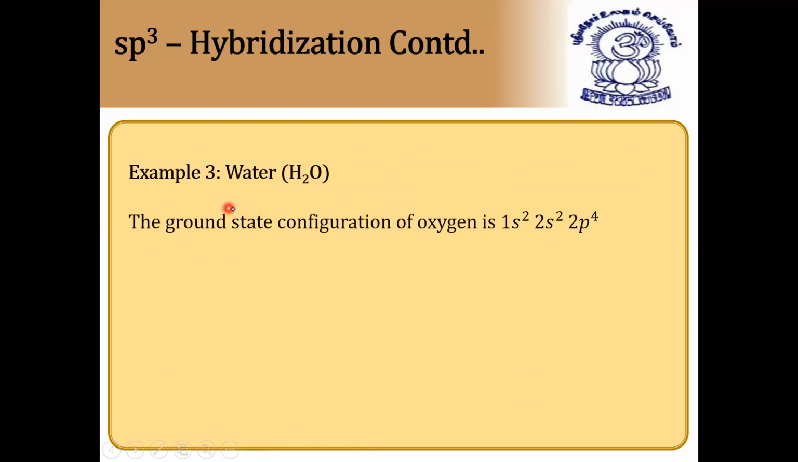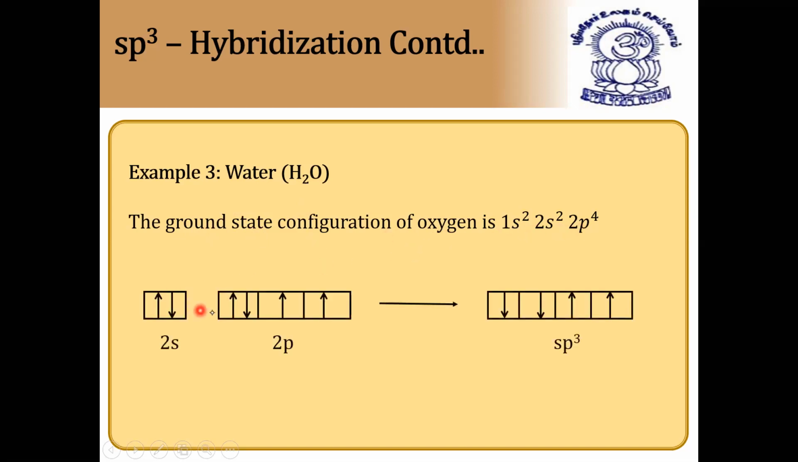Next, as I told you, let us see water. The ground state configuration of oxygen is 1s2 2s2 2p4. So in the p orbitals we have 4 electrons, and in the s orbital we have 2 electrons. In sp3 hybridization, the 1s and 3p orbitals overlap with each other and form sp3. So water also undergoes sp3 hybridization.